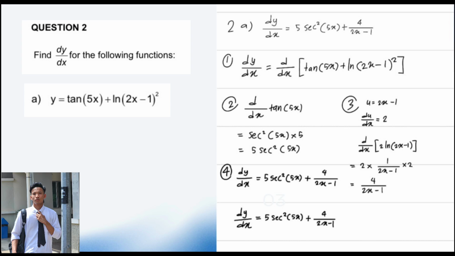d over dx of tan 5x equals sec squared 5x multiplied by 5, which equals 5 sec squared 5x. Number 4. Combine the derivatives. dy over dx equals 5 sec squared 5x plus 4 over (2x minus 1). That is the answer.